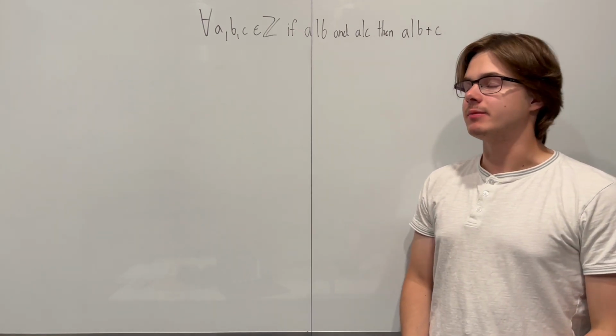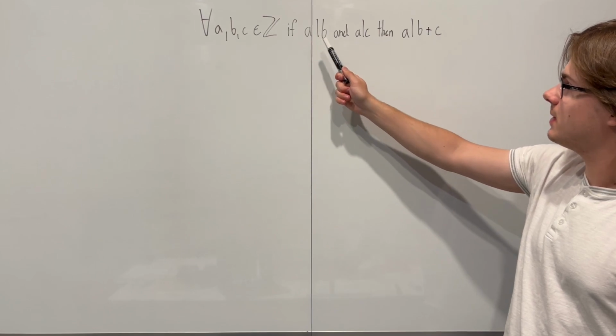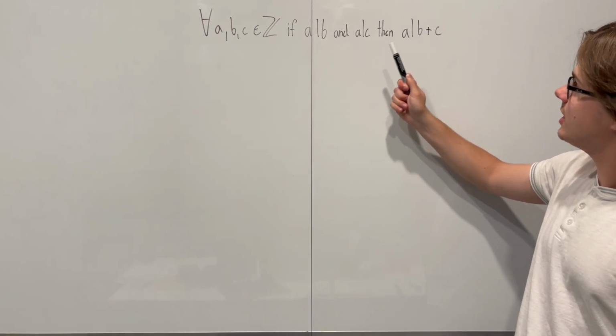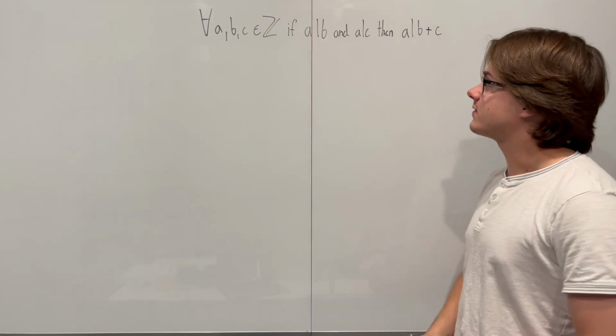Is the following statement true, that for all integers a, b, and c, if a divides b and a divides c, then a divides the sum of b and c? Well, let's think of some examples.